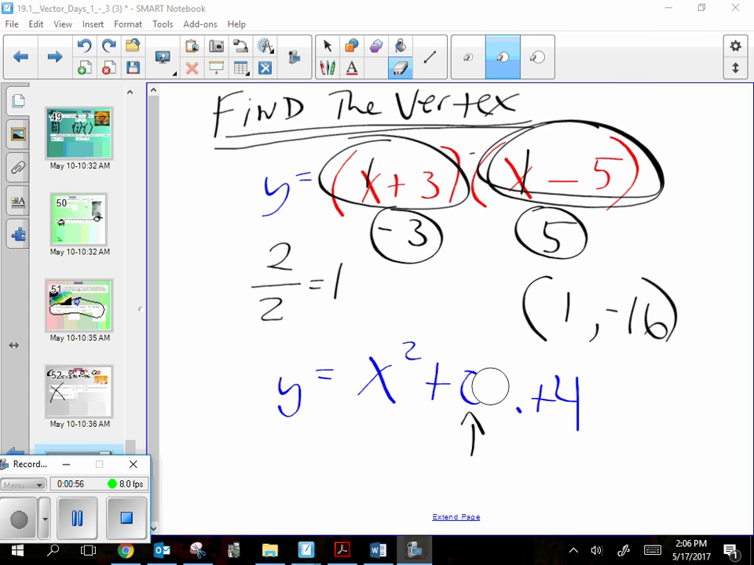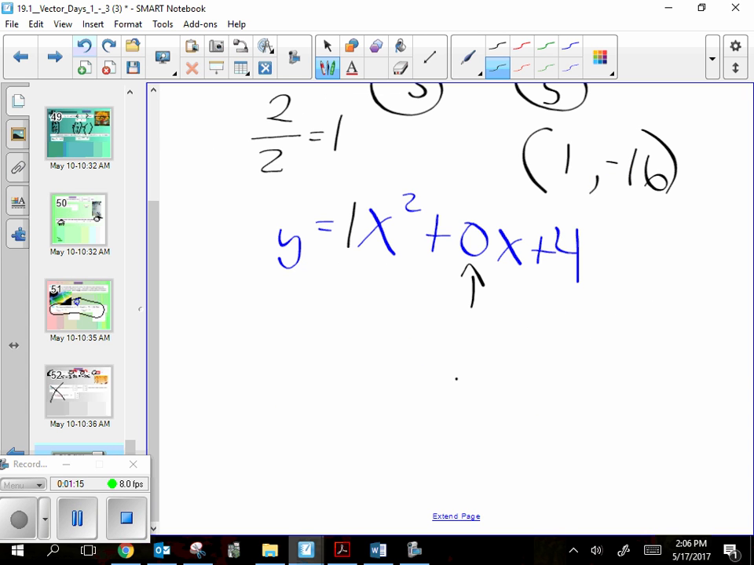All right, so this one, notice it's got 0 in the x. If I had wanted to, I could have just written that, and you would have had to know that that means that the middle part is 0. Okay? Do you get that? That means there's no b. The a is 1, the b is 0, and the c is 4.